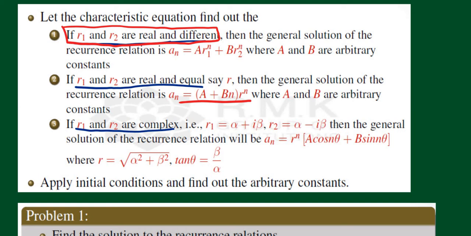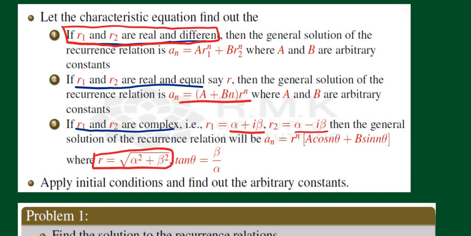If the roots are complex numbers, you know, complex numbers always occur in pairs. One is alpha plus i beta and the other is alpha minus i beta. So r1 is equal to alpha plus i beta and r2 is equal to alpha minus i beta, because every complex number occurs in a pair. Then you can find the r value, which is the square root of alpha square plus beta square, and you can find the theta value.